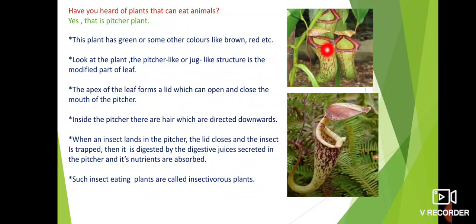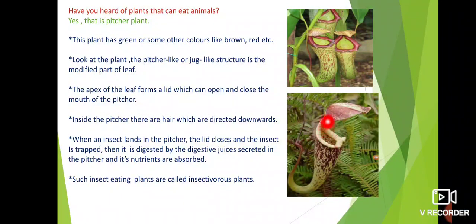The pitcher-like or jug-like structure is the modified part of the leaf. It is a leaf, but it is modified into the shape of a jug. Third point, the apex of the leaf forms a lid which can open and close the mouth of the pitcher.